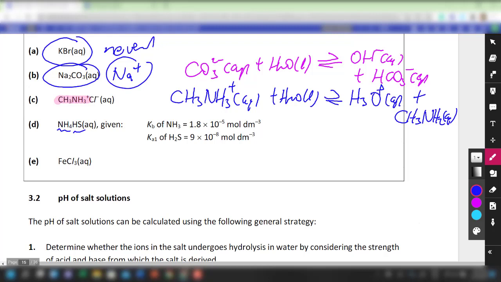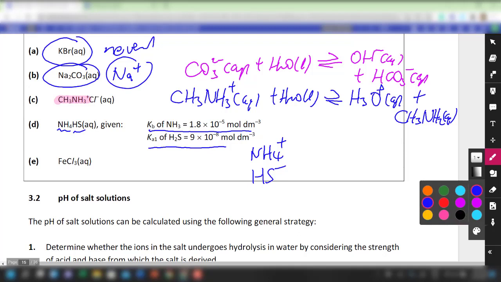Okay, then for D, we have ammonium hydrosulfide, or ammonium hydrogen sulfide. So we have NH4 plus, and then we have HS minus. We are given the Kb of ammonia and Ka1 of H2S. Then you'll be wondering how useful are these data. Why are we given the Kb of ammonia and the Ka1 of H2S? You are given that because from here you can derive the Ka of ammonium.